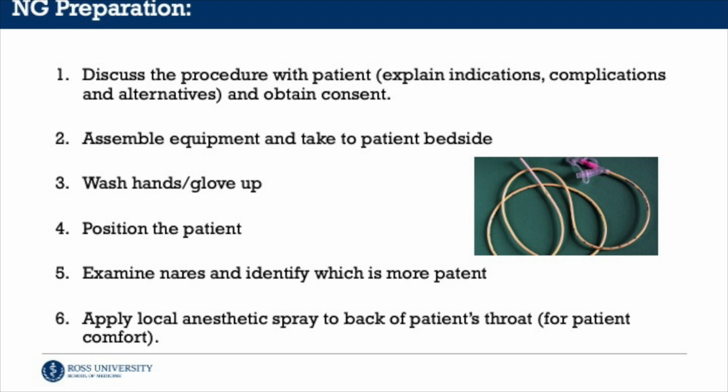For nasogastric preparation, first and always you want to discuss the procedure with the patient, explaining the indications, complications, and alternatives, and obtain consent. Next, you're going to want to assemble the equipment and take it to the patient bedside. Before we touch the patient, of course, we're going to wash our hands and glove up, and then position the patient as we already discussed, sitting upright, neck slightly extended, and supporting their head. We're going to examine their nares and identify which one is more patent, as that is the one that we will use for the NG tube.